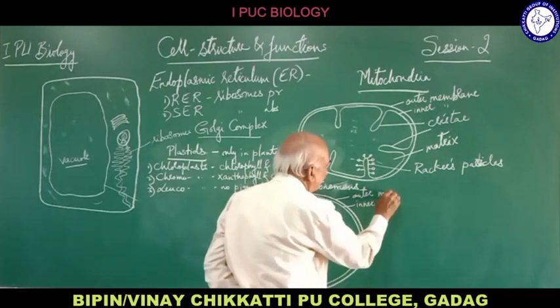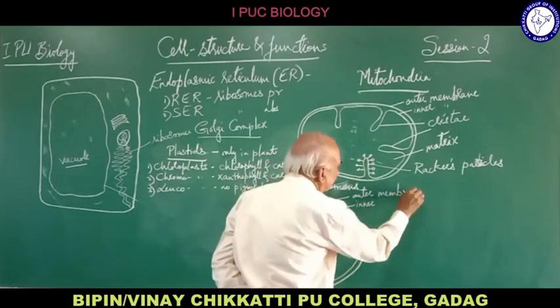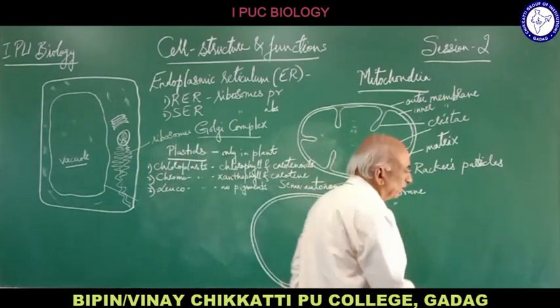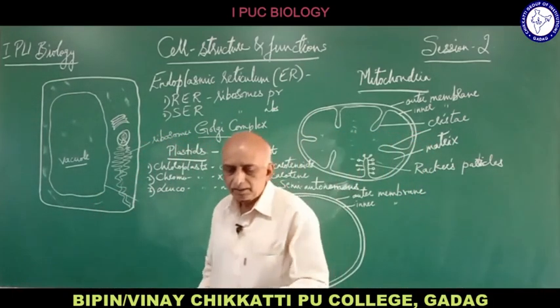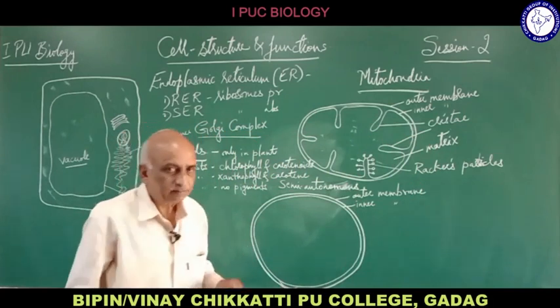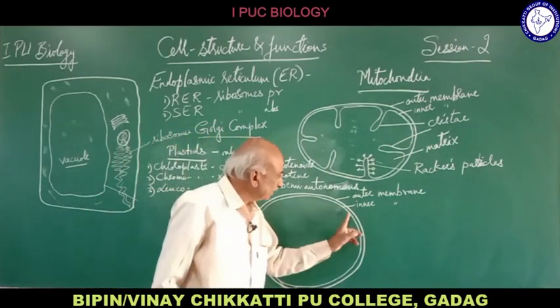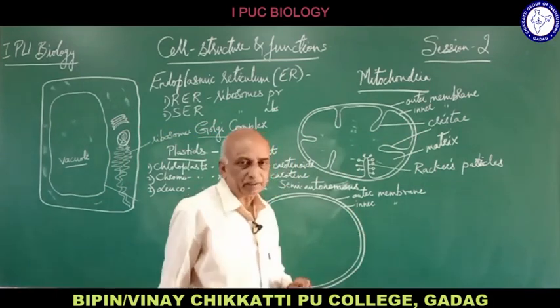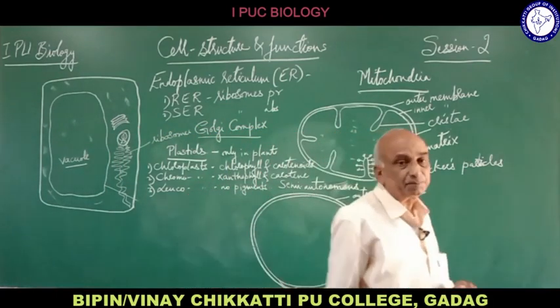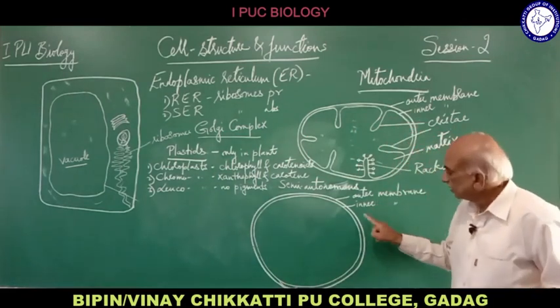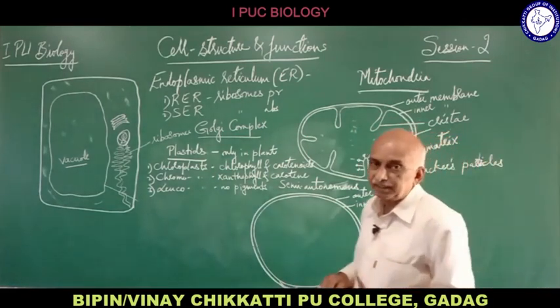These outer and inner membranes also have a space in between, just like mitochondria. But in mitochondria there are folds of the inner membrane, but here we don't find any folds. So this space between the inner and outer membrane is called the periplastidial space. In mitochondria we refer to it as the perimitochondrial space. Here it is the periplastidial space.